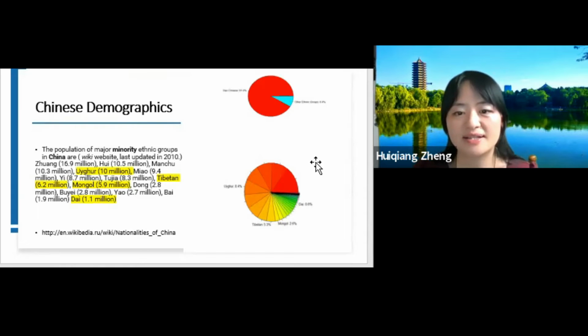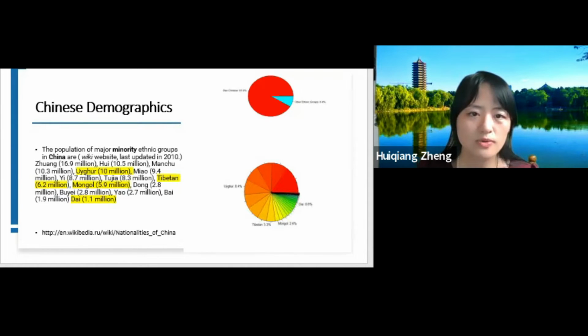The percentage is 5.3%, and the Mongolian is 5.9 million, which accounts for 2.6%, and the Thai 1.1 million and accounts for 0.6%. So although we have the new census that is conducted in 2020, no data on minorities group is released. So we use the data from 2010.